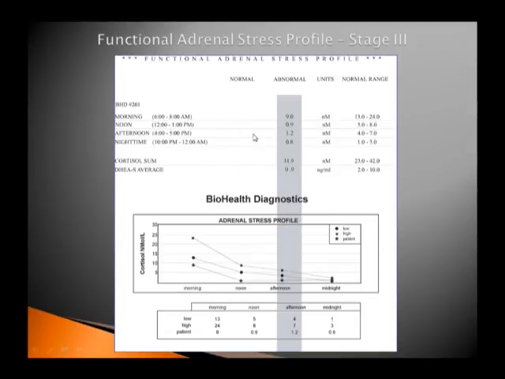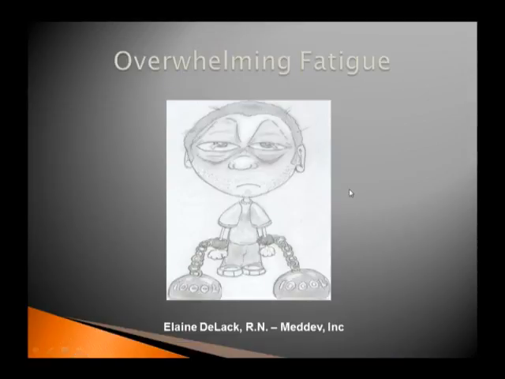Now, this is a profile of somebody who is in stage 3. There's only 4 stages. The last stage, stage 4, is Addison's disease. That's complete adrenal shutdown. And you'll notice that each individual cortisol level is very low. This is typically from somebody who is very, very fatigued, and their chronic stress has been going on for quite some time. So fatigue becomes a big issue with adrenal insufficiency.